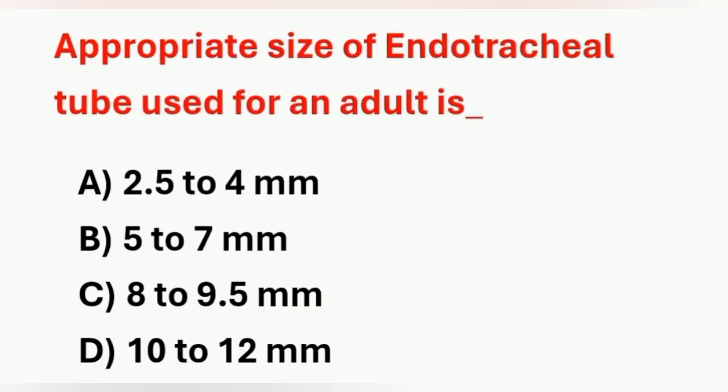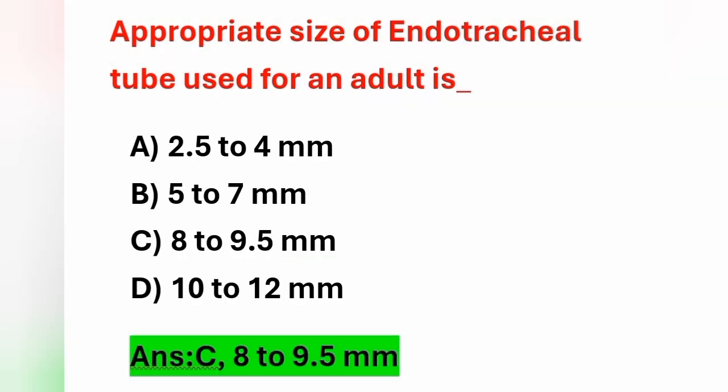Appropriate size of endotracheal tube used for an adult is? Options. Option A, 2.5 to 4 mm. Option B, 5 to 7 mm. Option C, 8 to 9.5 mm. Option D, 10 to 12 mm. Our question, ET tube size for adult. Okay, and the correct answer here is 8 to 9.5 mm. That is the correct answer for endotracheal tube used for an adult.